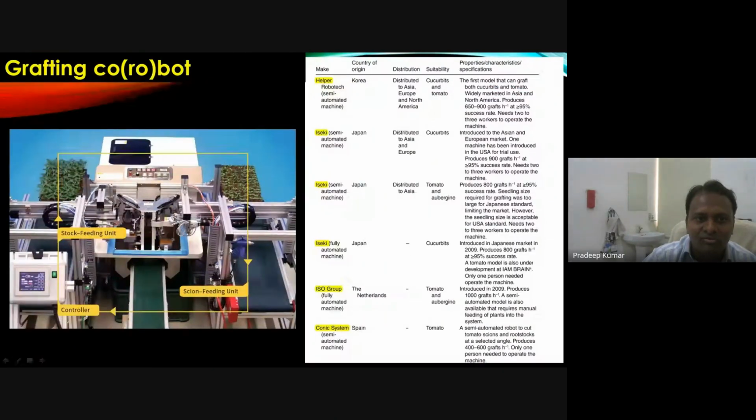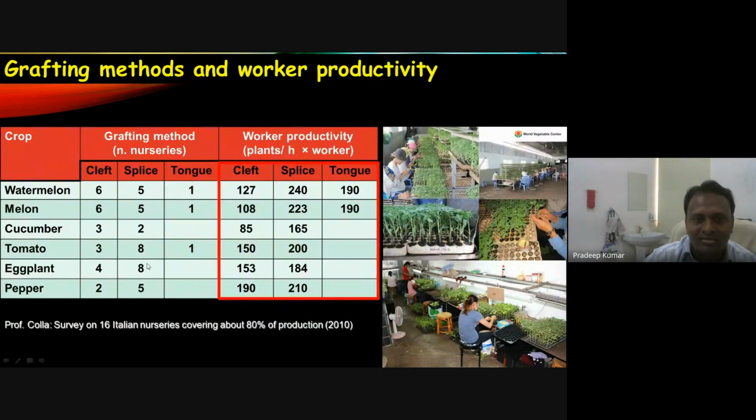I'm not going into that. Robots and cobots are also available, but so far they are not very commercially used, particularly in our country where we still have labor available for doing grafting. But yes, companies are bringing these, and a low-cost robot has come up from an Indian company. I think that is one that can be used.